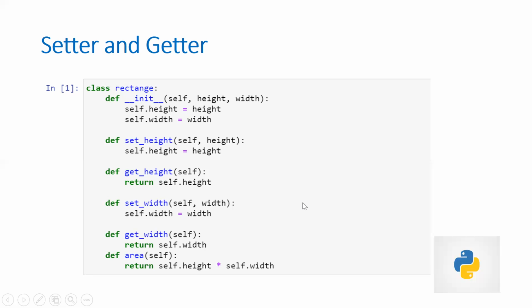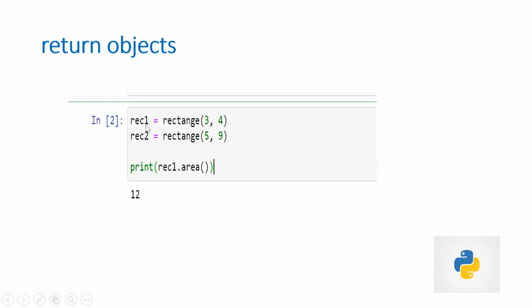Let's see. Generally we create an object, and we pass the values through the class. This is the general process, and using it, if I want to know the area of rectangle 1, it will produce 3 into 4, which is 12. So this is how we do it without encapsulation.